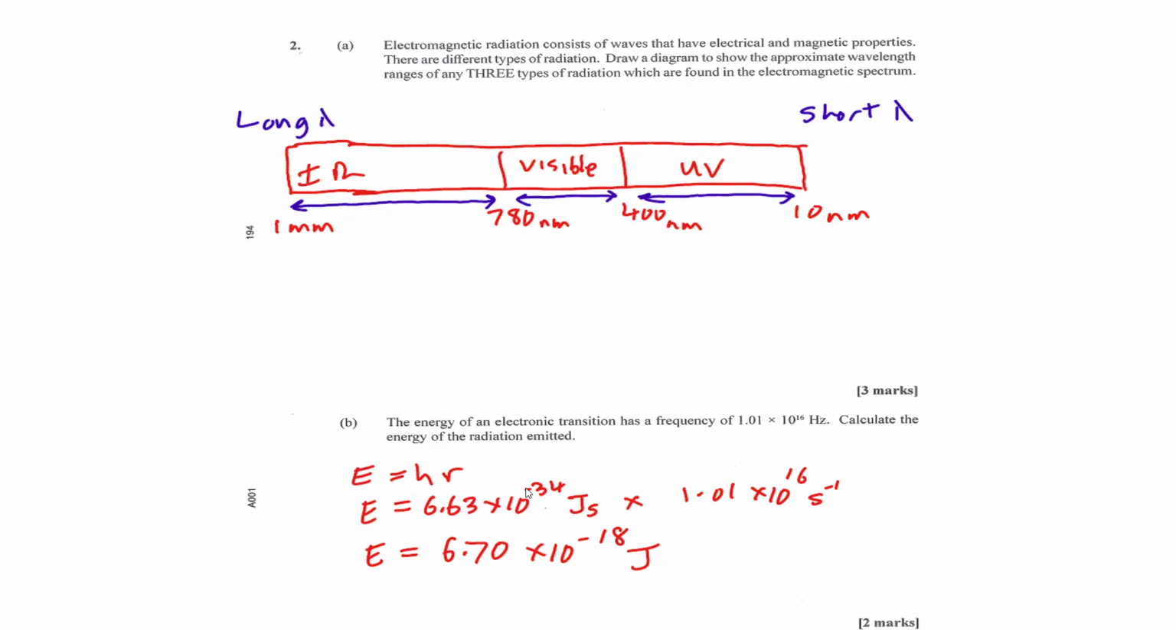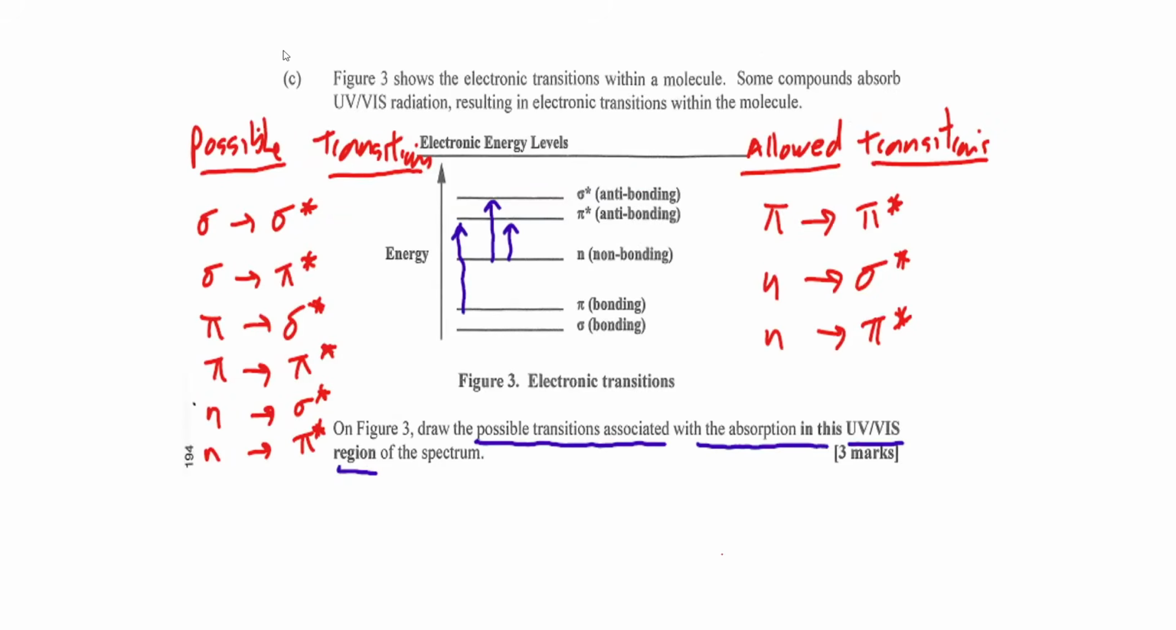We then calculate the values by multiplying them, and our answer for energy is 6.70 times 10 to the 18 joules. 2 Part C. Figure 3 shows the electronic transition within a molecule. Some compounds absorb UV-Vis radiation, resulting in electronic transitions within the molecule. So here we have our diagram without the arrows. So the arrows were placed in. I'll explain the arrows shortly. It depends on the type of molecule.